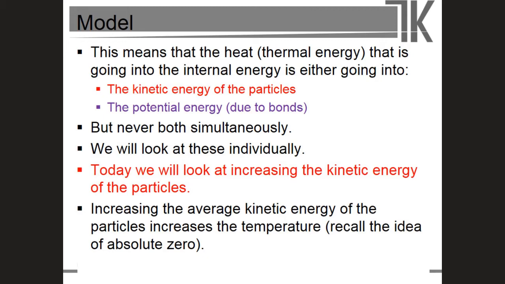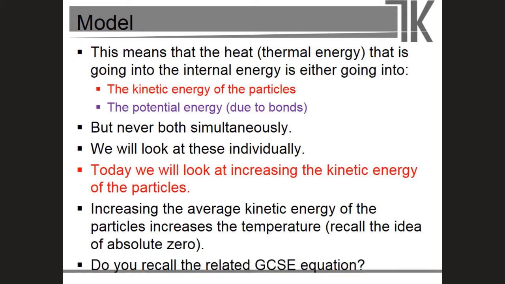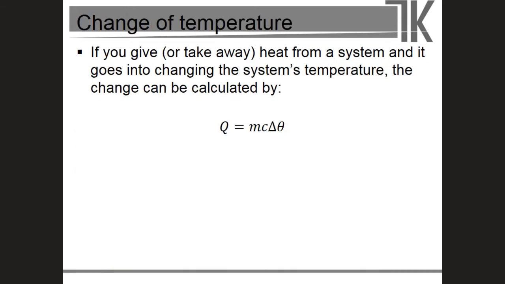Recall the idea of absolute zero. And you have done this at GCSE. Just take a moment, maybe pause the video, and think if you can recall that equation from GCSE. So if you give heat to a system or take heat away from a system and it goes specifically into changing the system's temperature, we can calculate that change in temperature, or we can calculate the amount of heat required to do that by using this equation. Q equals mc delta theta.